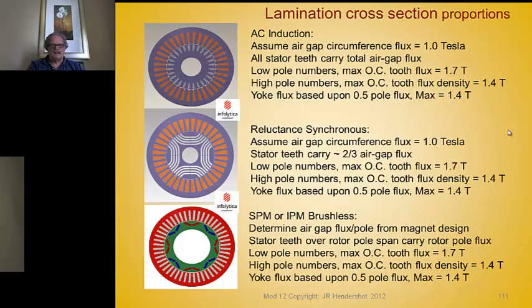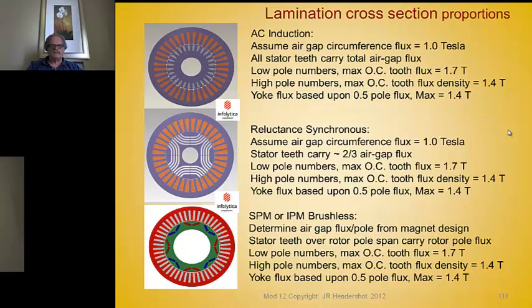So let's begin with a cross-section picture of each of the three machines that we're discussing in this lecture series. Even though each picture here shows a different stator lam, they're essentially all very similar. Let's start with the induction motor. As I have indicated in other lectures, we want to assume some sort of air gap circumference flux density as high as 1 Tesla. I doubt if we can get it that high, but let's shoot for 0.8, 0.9, 1 Tesla.